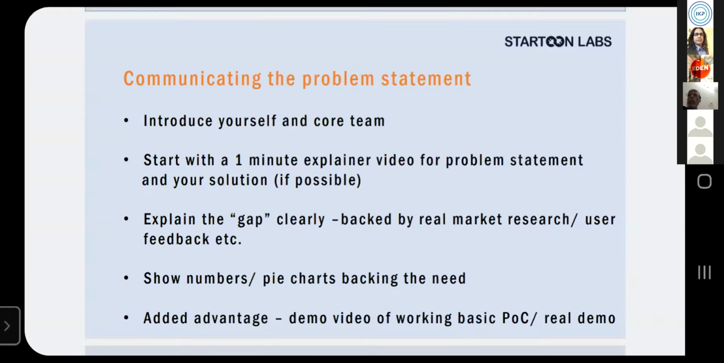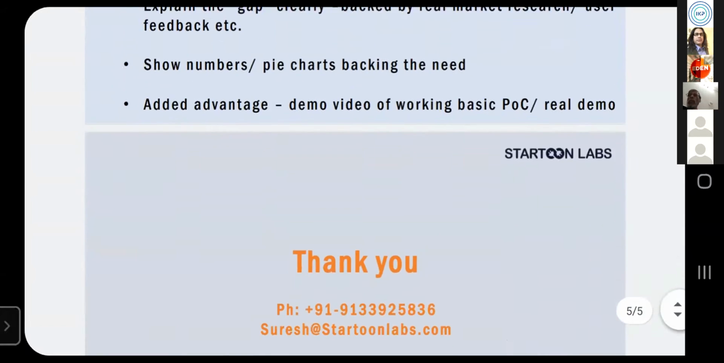So with these things in place, when you show and present the other details, I'm sure the jury's attention will be grabbed, and you'll have some weightage.